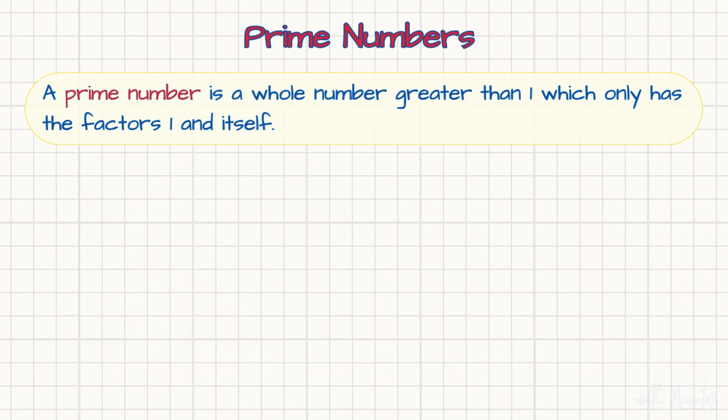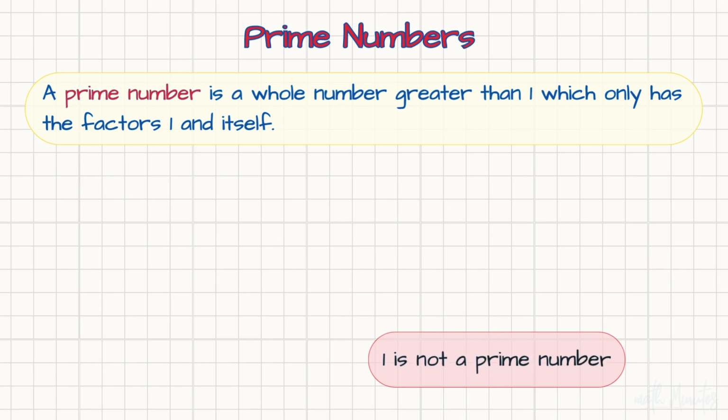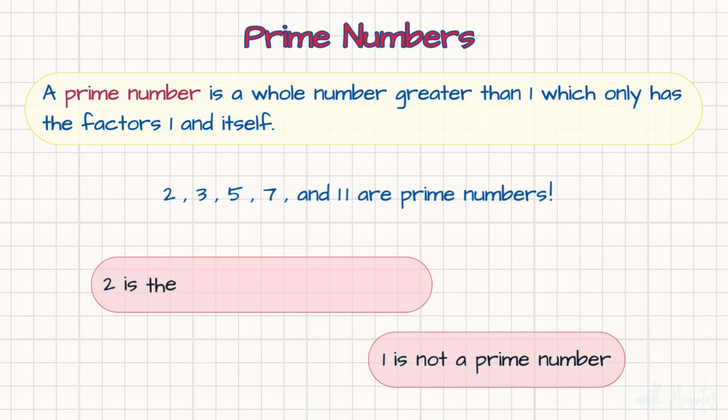A common mistake is to think of 1 as a prime number. The number 1 is a special case which is classed as neither a prime nor a composite number. The numbers 2, 3, 5, 7 and 11 are all prime numbers. Check to see this is true by following the same method we have just shown. Note that 2 is the only even prime number.